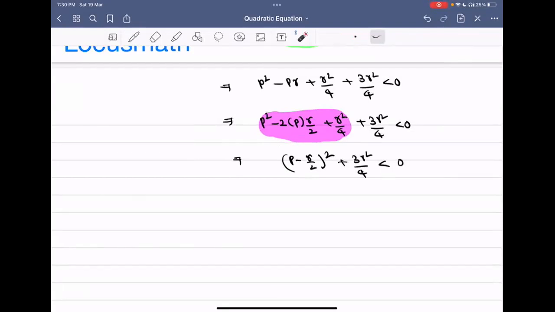So this is p minus r by 2 whole square. So this is not possible because this is a non-negative quantity. This is also a non-negative quantity. Therefore, this is never less than 0.